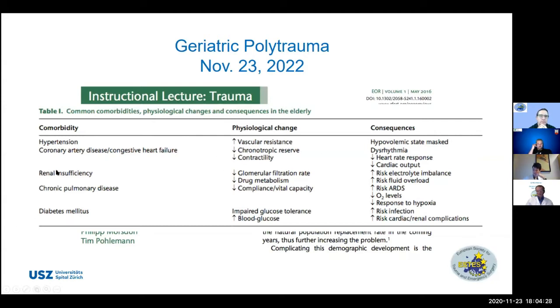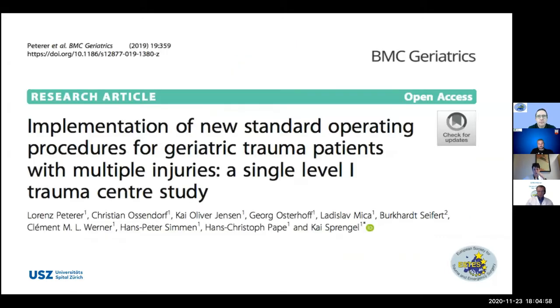Renal insufficiency, where GFR goes down, carries a higher risk of fluid overload. Chronic pulmonary disease means altered drug metabolism and a higher risk of ARDS. And diabetes, of course, is an issue. Because of these issues, you have a different response to hypoxia and a higher risk of infection, especially local infections. And so all these issues play a role.